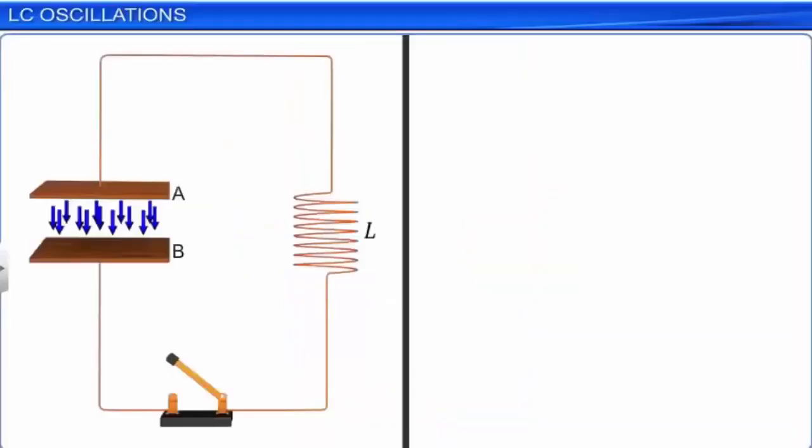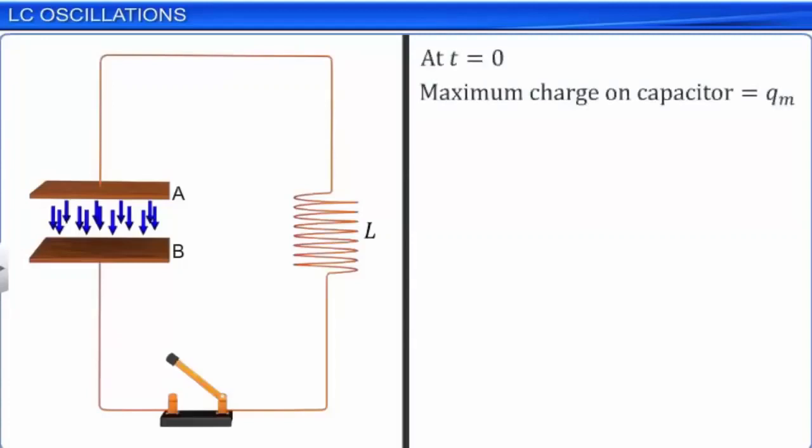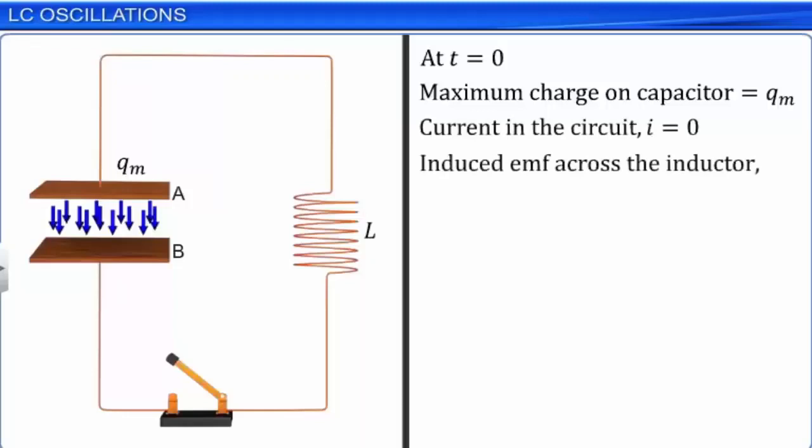Now, let us obtain an expression for the natural frequency of these oscillations in the LC circuit. Let Qm denote the maximum charge on the capacitor at time t equal to 0. At this instance, the current in the circuit and the induced EMF across the inductor are equal to 0.